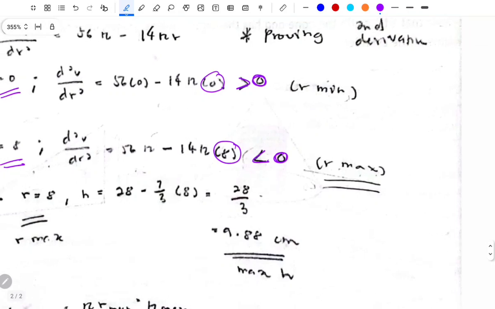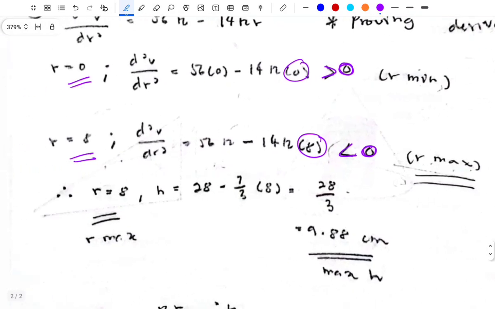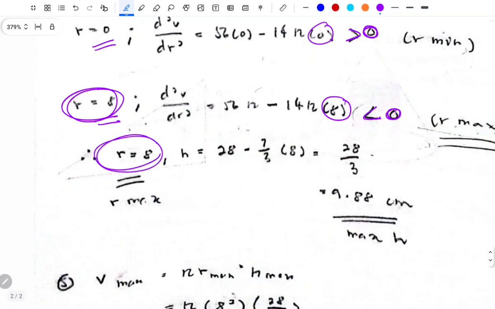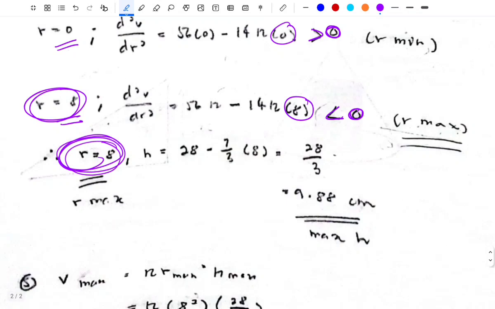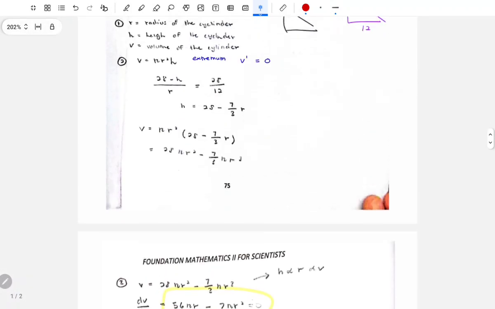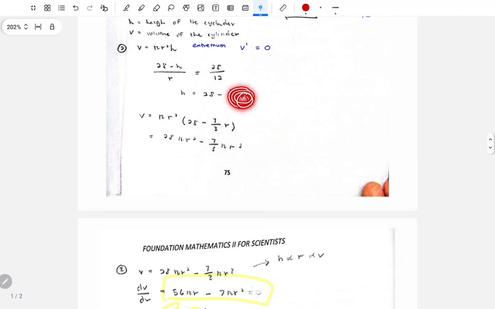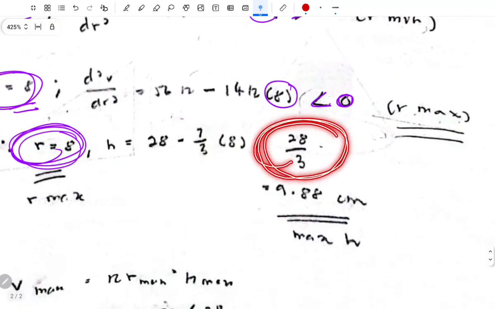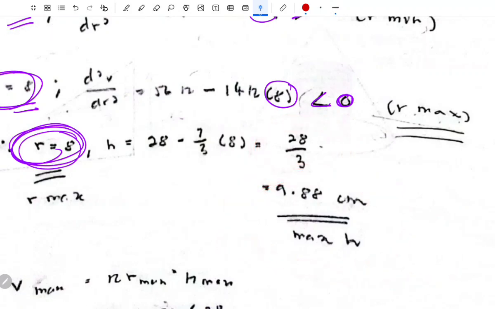Okay, so when the volume is maximum, the r for this one gives the maximum. So that's why r equal to 8. r equal to 8 is the maximum. Okay, so now what we are going to do is the formula of h, we make it like this one, isn't it? Like this one, h. So insert r equal to 8 here. When you insert, you will get this value. So this one is the maximum h.